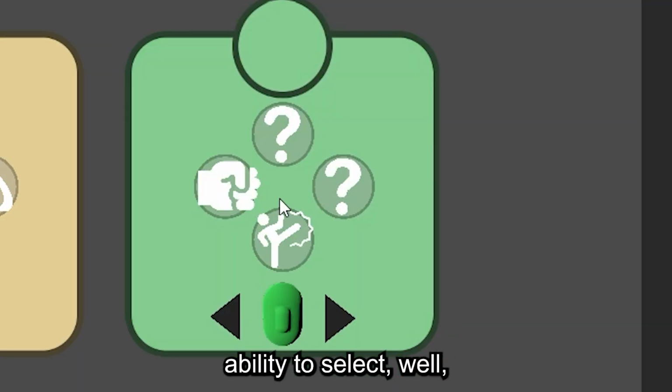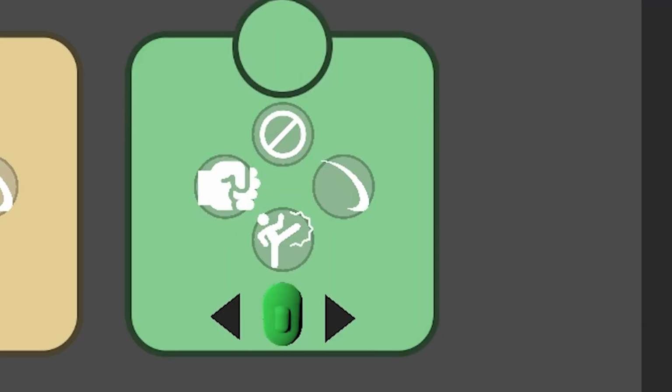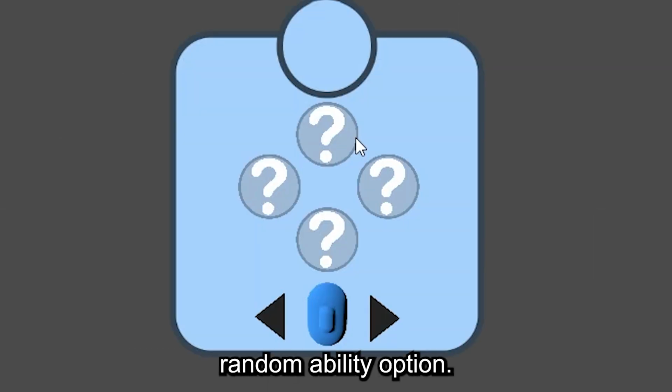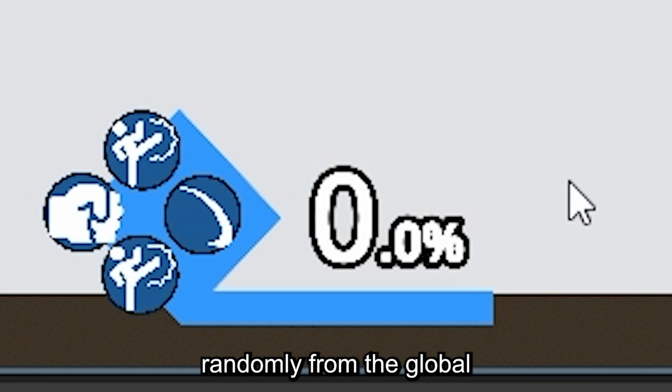Next, I added the ability to select, well, no ability. This can allow for some more challenge for good players and maybe other game modes. Finally, I created a random ability option. It sets your ability randomly from the global list.